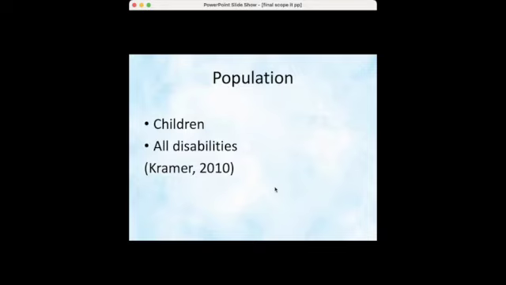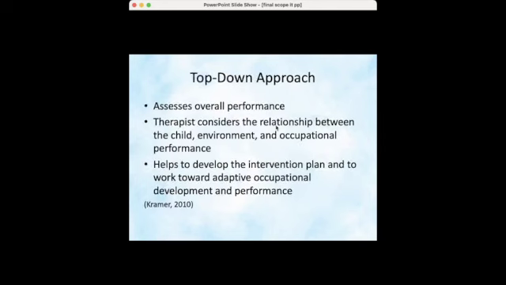The population that this model focuses on is children and all disabilities. It never really explains the most primary disabilities that are included within the model. So it's just children of all ages, so 1 to 18. This model also uses a top-down approach, as we learned in class.